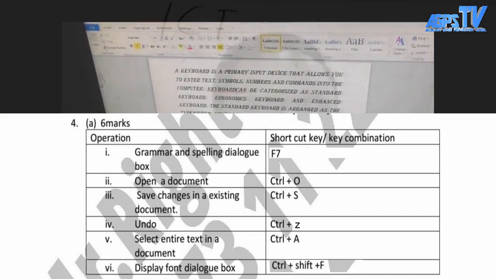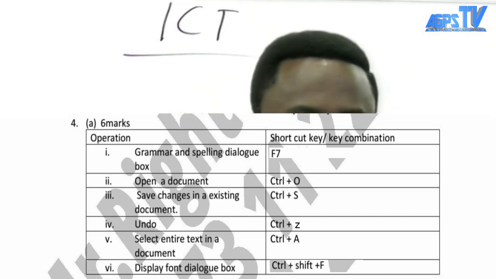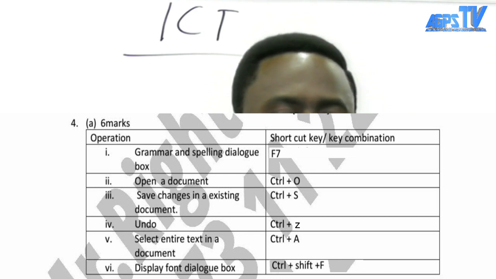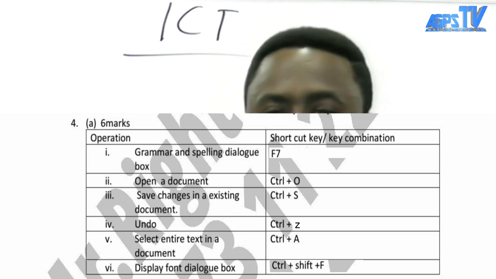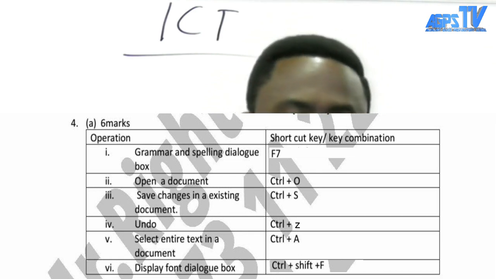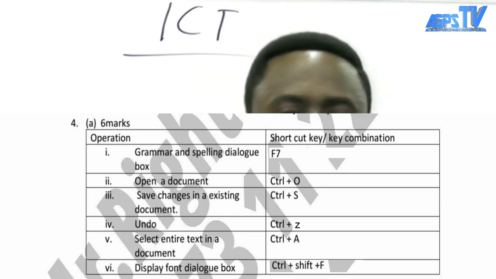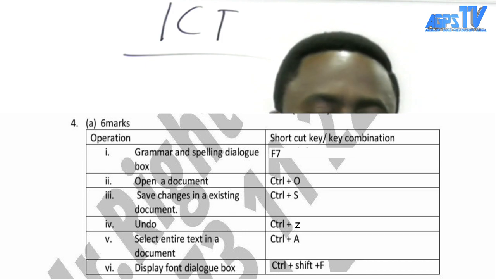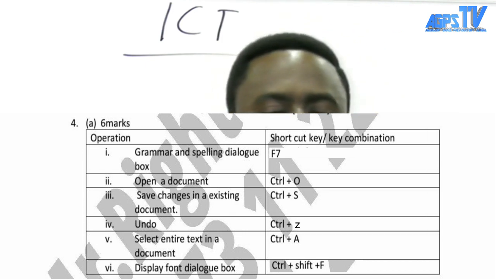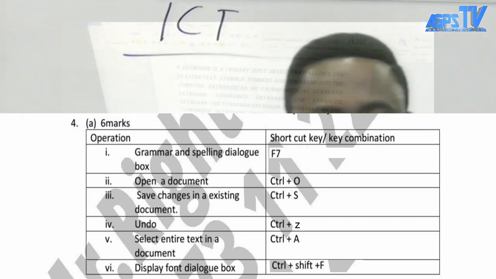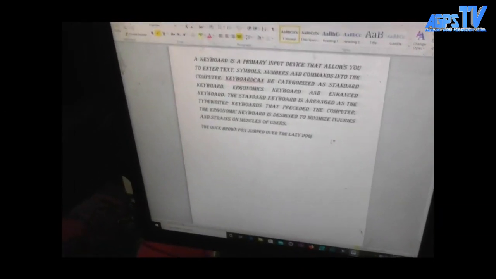Then we have V, that is select entire text in a document. And the keyboard shortcut for that is Control plus A. Now let's see how this operation is also carried out. Good. So Control plus A, select the entire text.